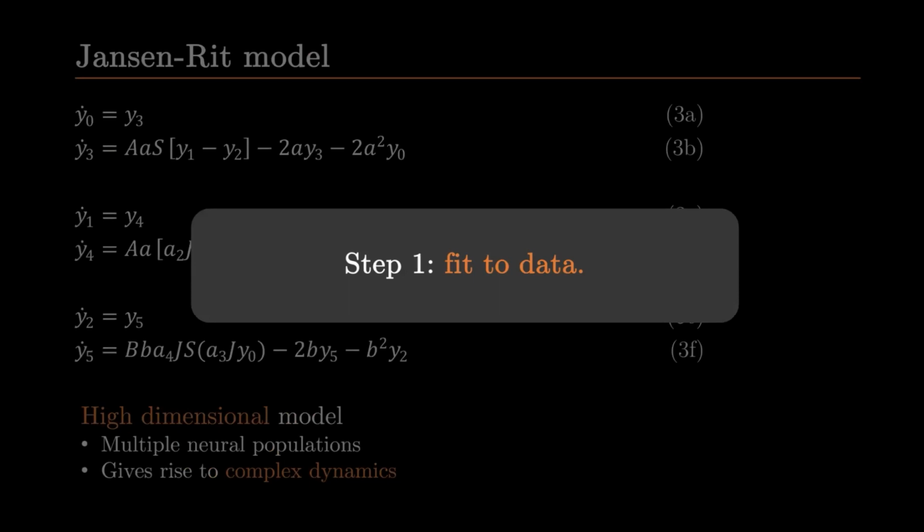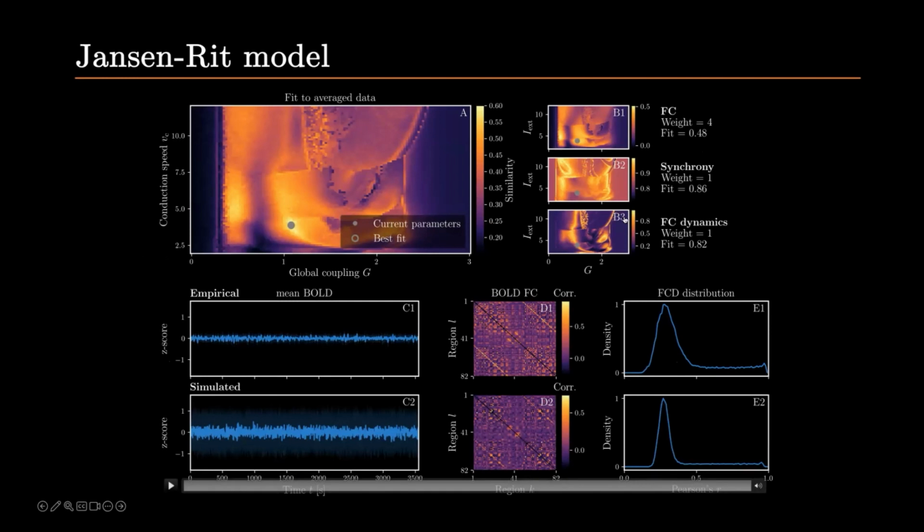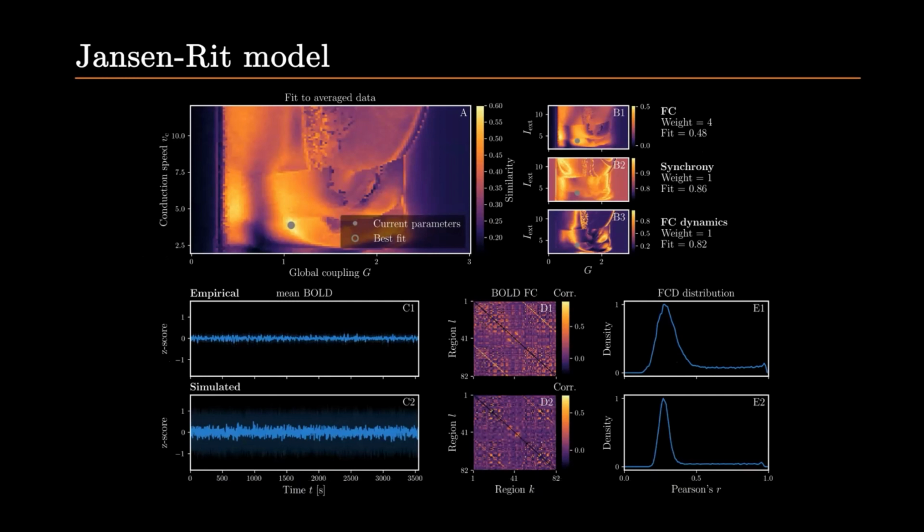This time, the first step will be to fit this model to data, just as we did with the generic 2D oscillator. We can perform a parameter optimization to make sure that the raw neural activity, which is produced by this model and then fed into a bold model, produces plausible bold signals. So we come back to our measures for bold characteristics, which is FC, synchrony, and FCD, FC dynamics.